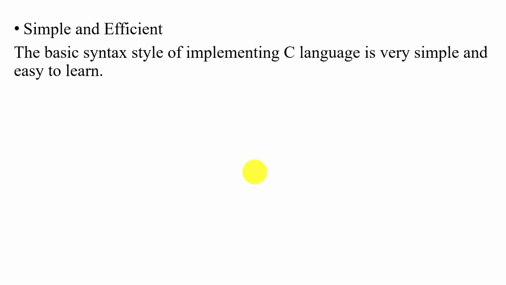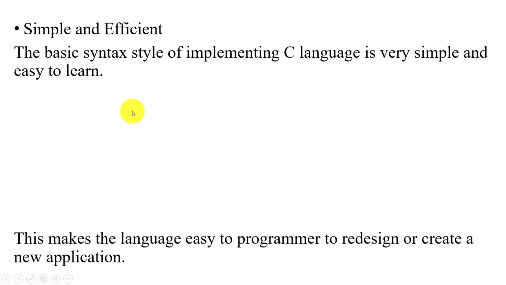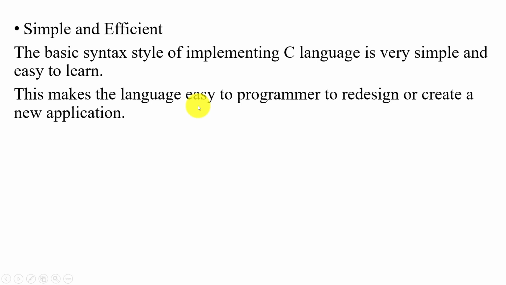The first feature of C programming is that it's simple and efficient. We can implement C programming using very basic syntax, very basic rules and very basic styles, and it's very easy to learn also. This language makes it easy for a programmer to redesign and create new applications, because C programming follows procedure-oriented, step by step instructions that can be added, so the programmer can redesign it.